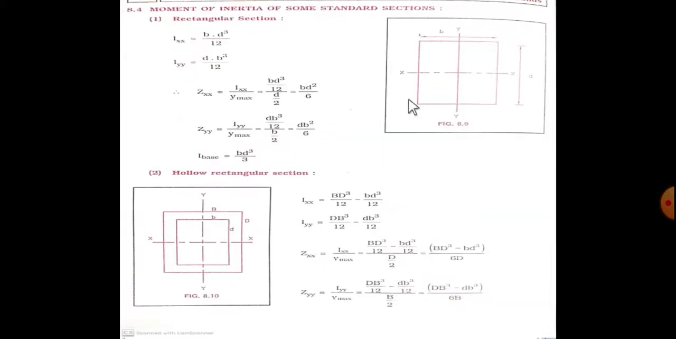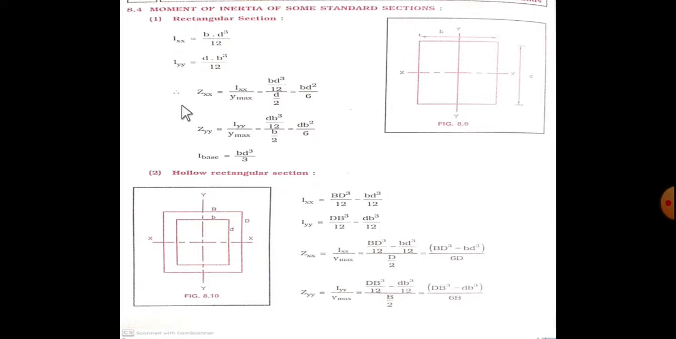Now section modulus. Z is equal to I upon y, means Zxx is equal to Ixx upon d by 2 and Zyy is equal to Iyy upon b by 2, means y is equal to the perpendicular distance of that axis. Now these are the different cases of section modulus.